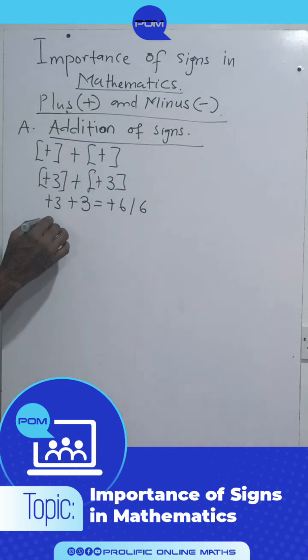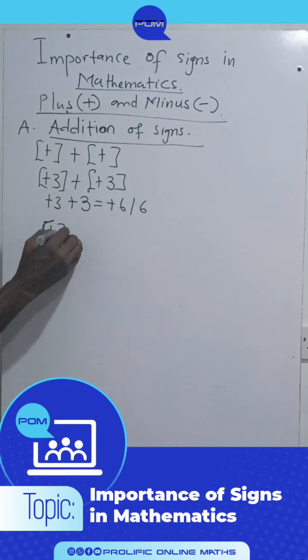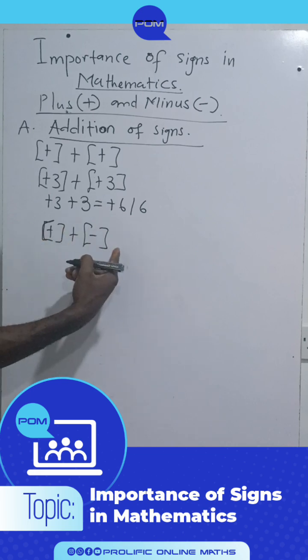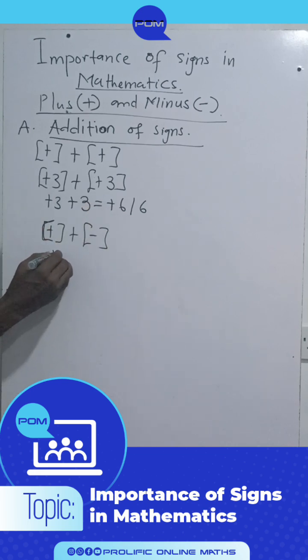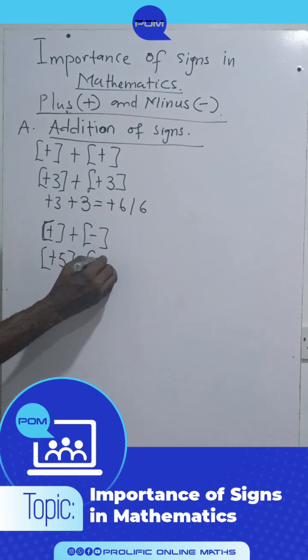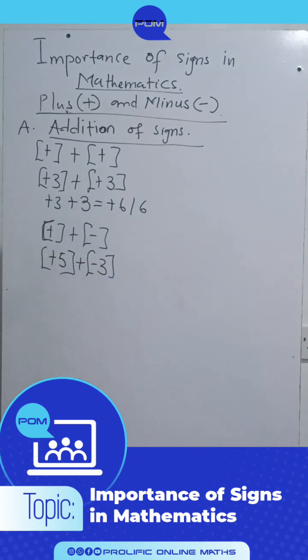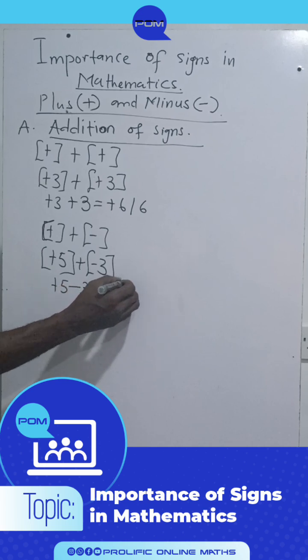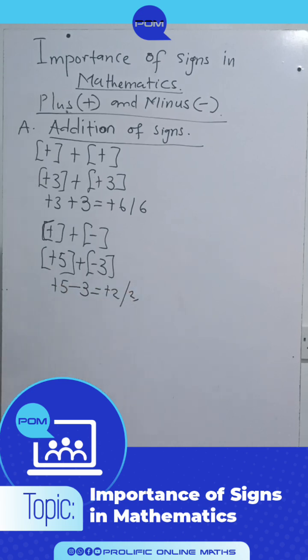Also, if you're having plus negative, you're adding plus negative. By implication, if you're having plus 3 or 5, you can use any figure, plus minus 3 or minus 4 or whatever. So what this is saying here is plus 5, plus this minus will give you minus. Then you have your 3, which will give you plus 2, or you have your 2 straight away. So when you apply all these signs, it will really affect your addition and subtraction of numbers.